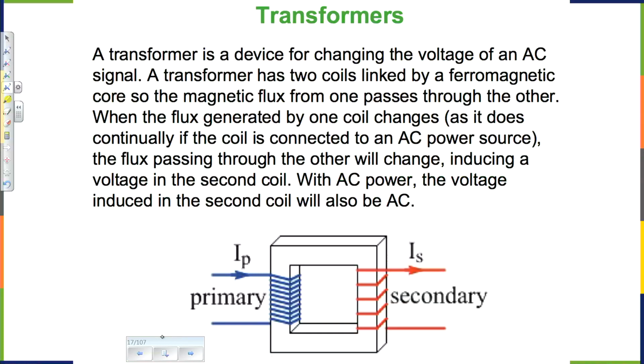Okay, another practical application of this theory, transformers. A transformer transforms. That's not the transformer which you can see in a movie currently.